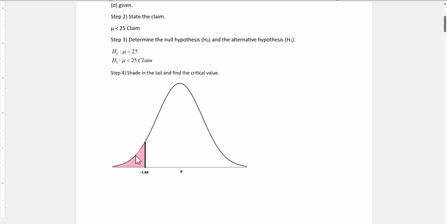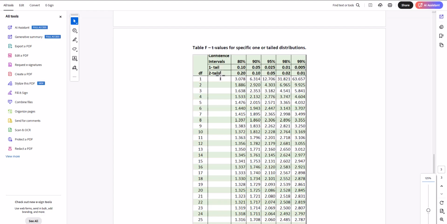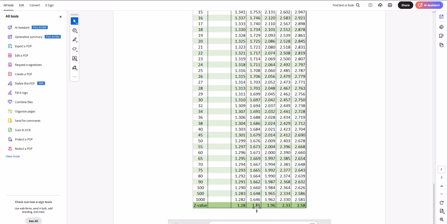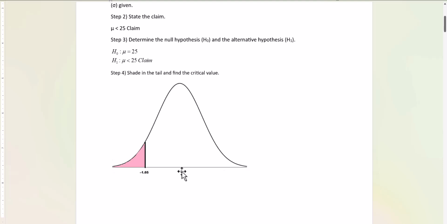So we shade in a left tail and we look up the critical value. We can use a tail. So it's one tail, right? So one tail test 0.05 and go down to the z value, which is 1.65. But since it's to the left of 0, we make it negative 1.65.